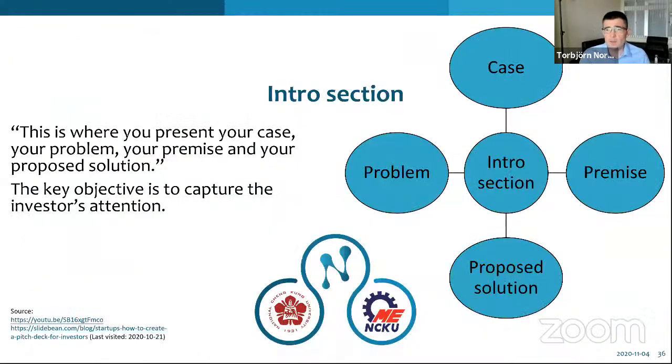So let us now move into the intro section. Now, to quote Kaya, this is where you present your case, your problem, your premise, and your proposed solution. Now, the key objective of this part is to capture the investor's attention. Because if you don't capture it here, well, as I said, I have gotten more than 50 pitch decks.